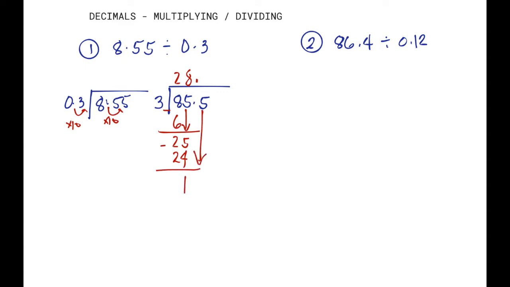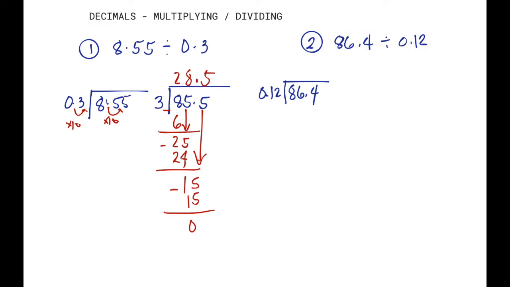Bring down 5, we have 15. 15 divided by 3 is 5. 5 times 3 is 15. Subtract, then we have 15 minus 15 is 0. Our answer is 28.5. Now let's proceed to number 2. Our dividend is 86.4, which we are going to write inside the division bar, divided by 0.12. It has to be written outside.